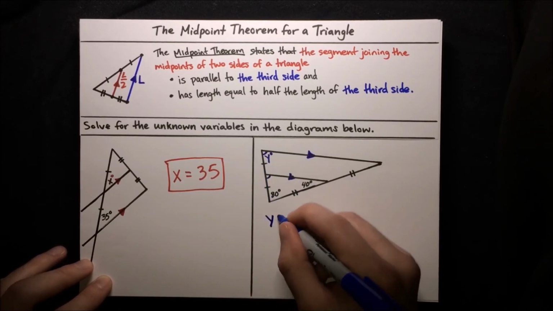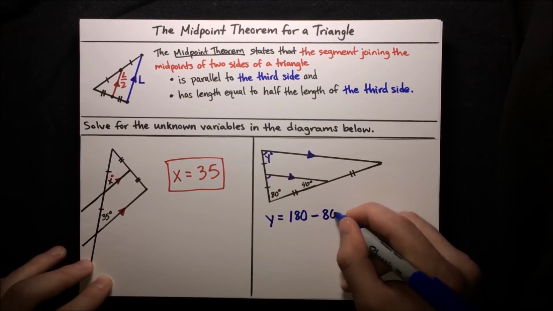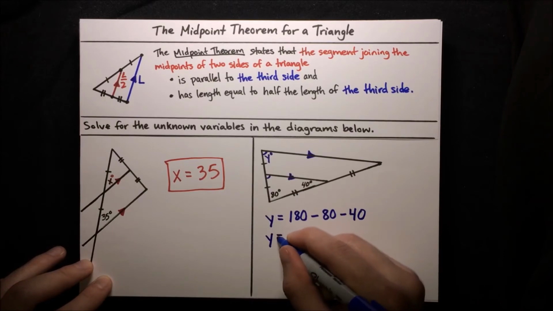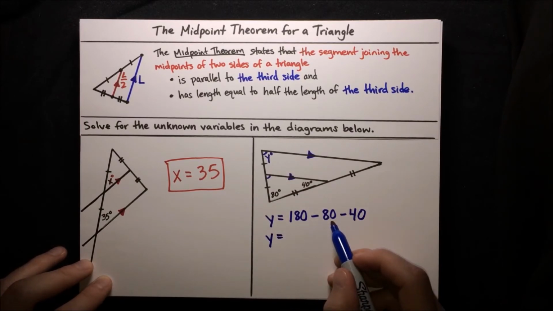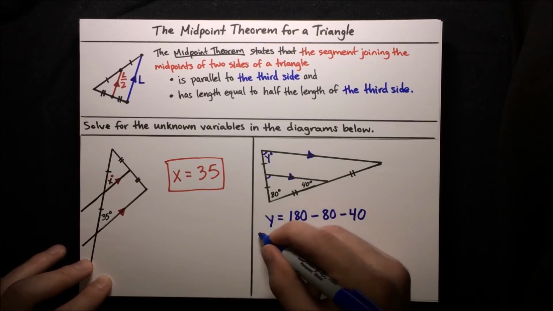So y is equal to 180 minus 80 minus 40. Let's go ahead and simplify that. 180 minus 80 is 100, and then 100 minus 40 is 60. So y equals 60.